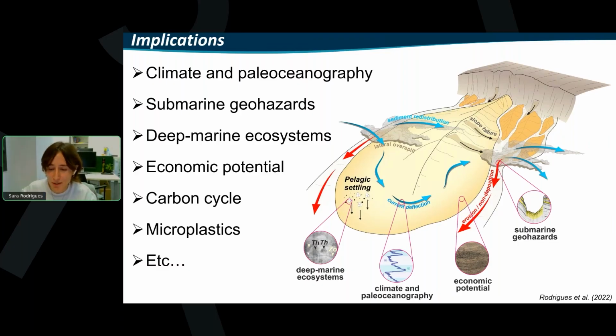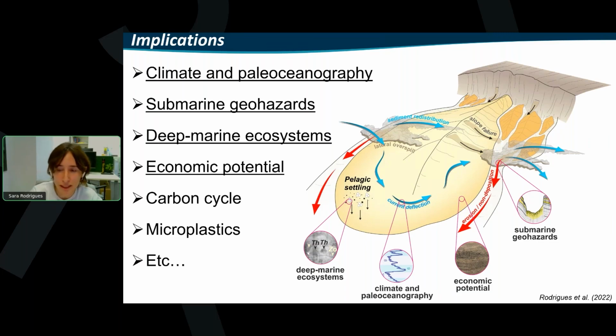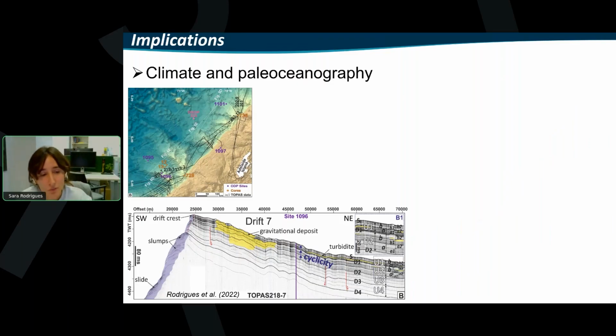But since we only have a very short time, I will focus on the first 4, and just to give you a couple of examples for each one. So first and foremost, most people that study contourite systems, of course, study them in principle because they can tell us a lot about a continental margin and its deposits, but also about the paleoceanography of that margin.